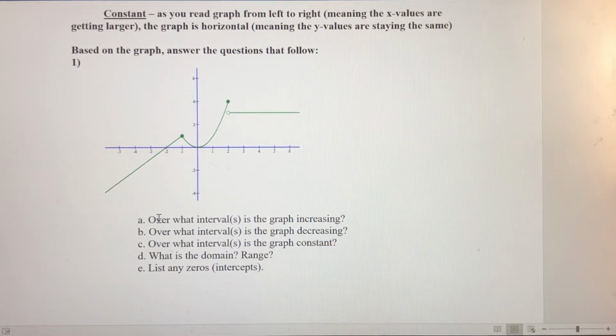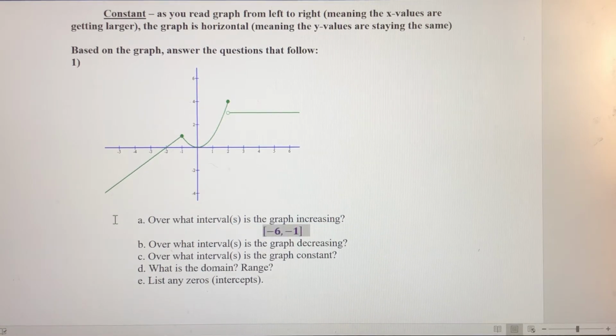Over what intervals is the graph increasing? Again, we're going to say this is at -6, and the graph ends at 7 here. There aren't any arrowheads suggesting that this graph continues indefinitely left and right. So we're going to say the graph stops with what you see here. The first interval where we're increasing is from -6 to -1. Notice the graph is increasing over that time as we read from left to right. So the first interval for increasing is from -6 to -1.